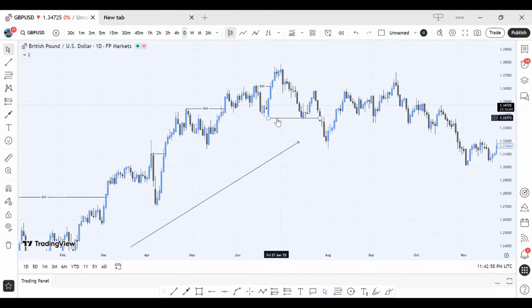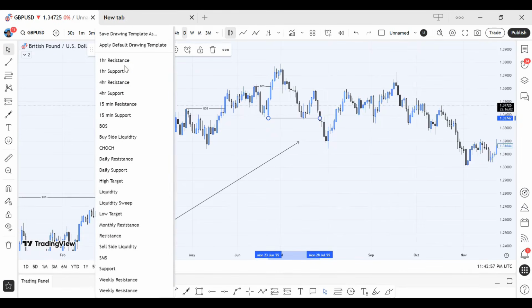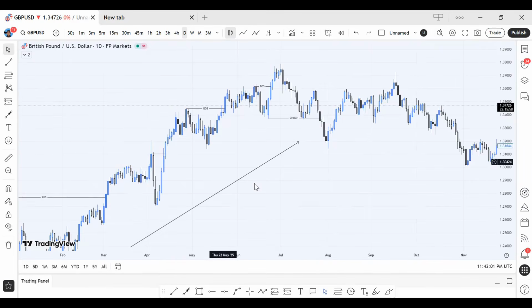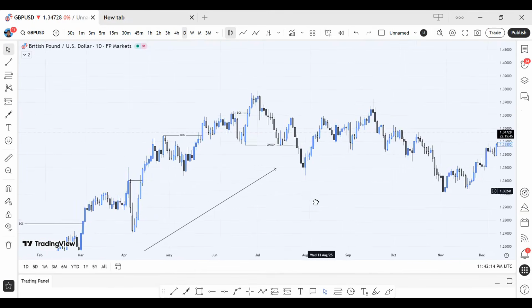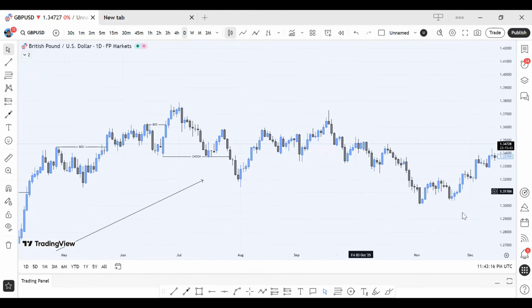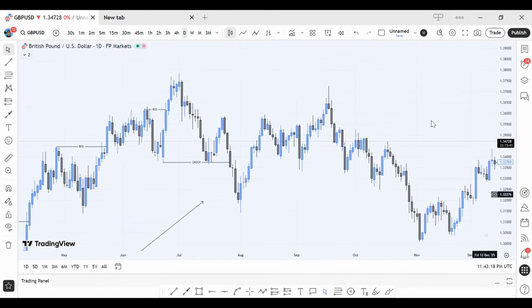And when a change of character occurs, what does that tell us? It tells us that we should be flipping our bias. So if the market was previously on an uptrend as it was, and currently it gives us a change of character, it means that we should no longer be looking to buy, but now what? Looking to sell, right? Now, it depends on where you want to sell from.